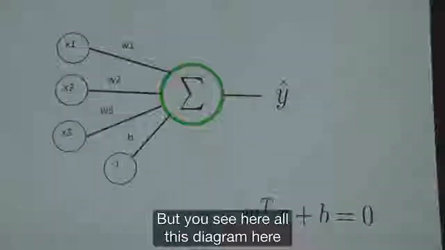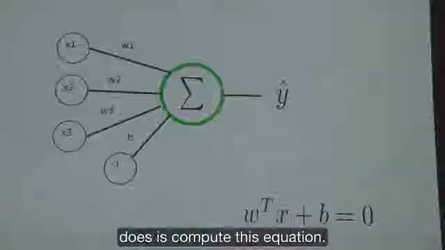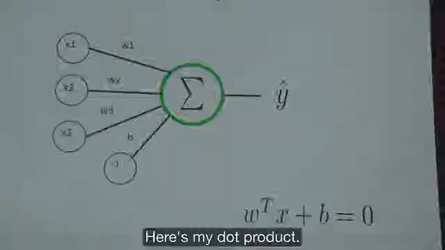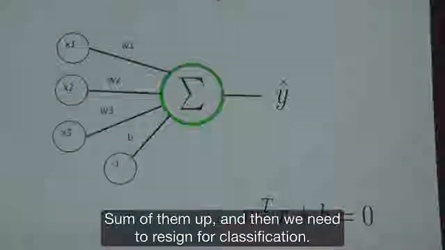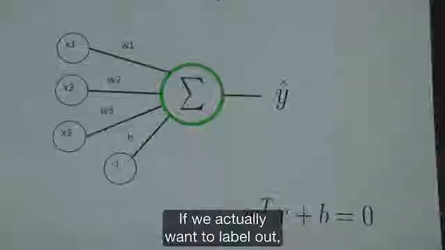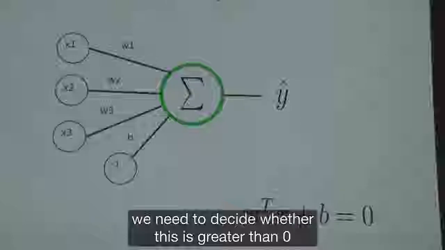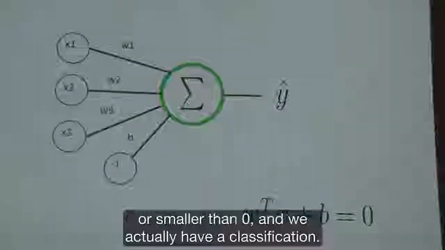So, but you see here, all this diagram does is compute this equation. Here's my dot product, right? Sum them up. And then for classification, if we actually want the label out, we need to decide whether this is greater than 0 or smaller than 0, and we actually have our classification.